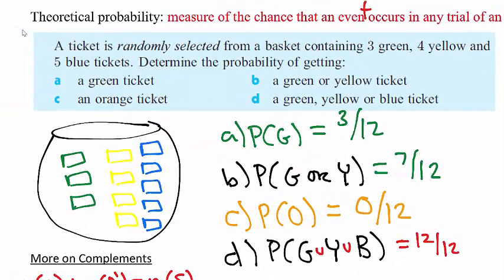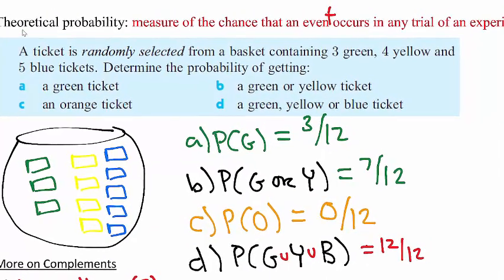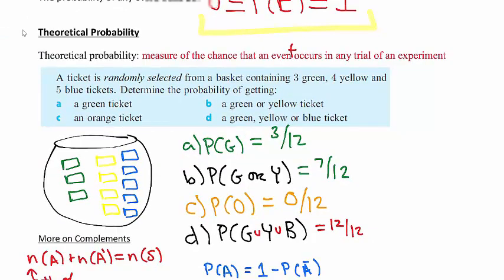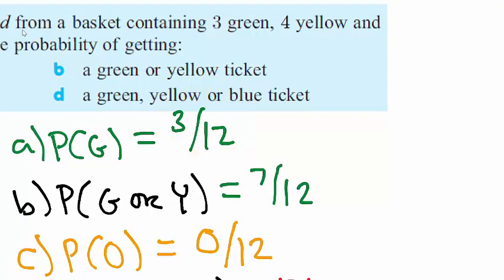Normally, I would have you guys do these, but I want you to think about it. Theoretical probability is the measure of chance that an event occurs in any trial of an experiment. We're going to use math to figure it out instead of doing the experiment. A ticket is randomly selected from a basket containing 3 green, 4 yellow, and 5 blue tickets. So I drew a picture. What's the probability of a green? 3 out of all 12, or 1/4. Make sure you show work. Obviously, that's 1/4, or 0.25, or 25%.